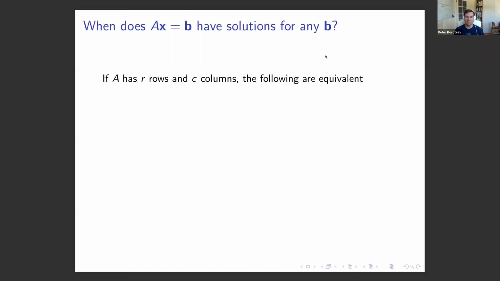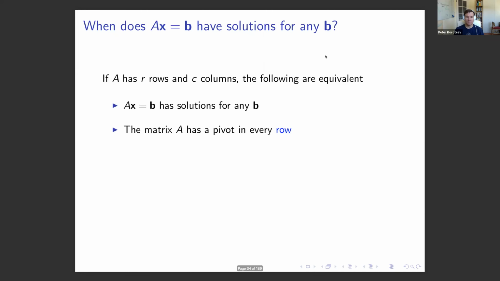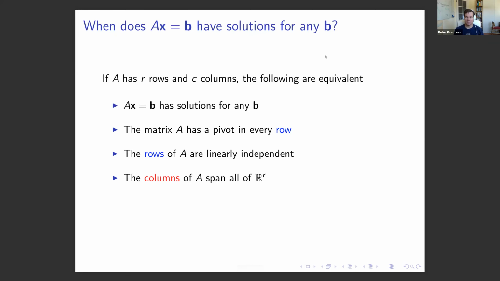Let's ask again, when does Ax equal b have solutions for any vector b? Answer: if A has R rows and C columns, the following are equivalent. Ax equals b has solutions for any b. The matrix A has a pivot in every row. The rows of A are linearly independent, so just think of rows as vectors that are linearly independent. And the columns of A span the entire space R^R. Look at those conditions and think about them again. These statements are equivalent, so Ax equals b has a solution for every b if any of them is satisfied, and they are equivalent to each other. And finally, there's one more: the function corresponding to A hits all points of R^R, which means that the map is onto.